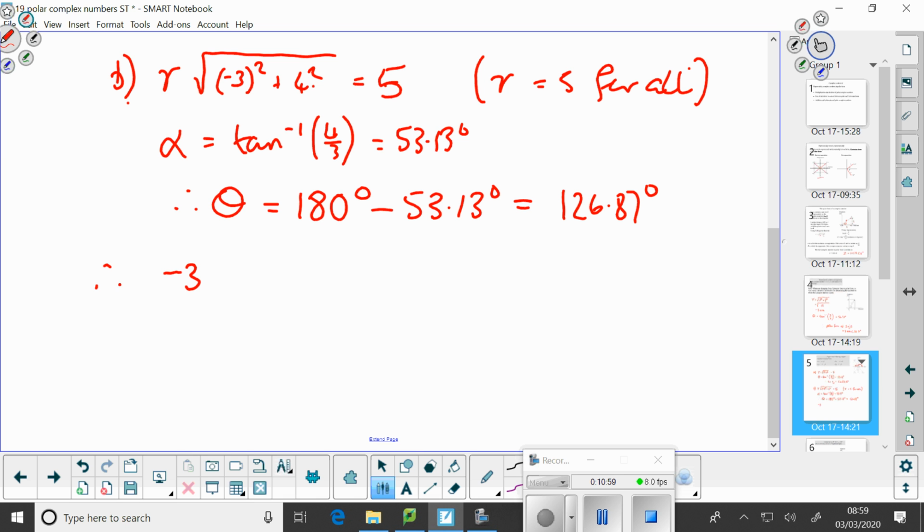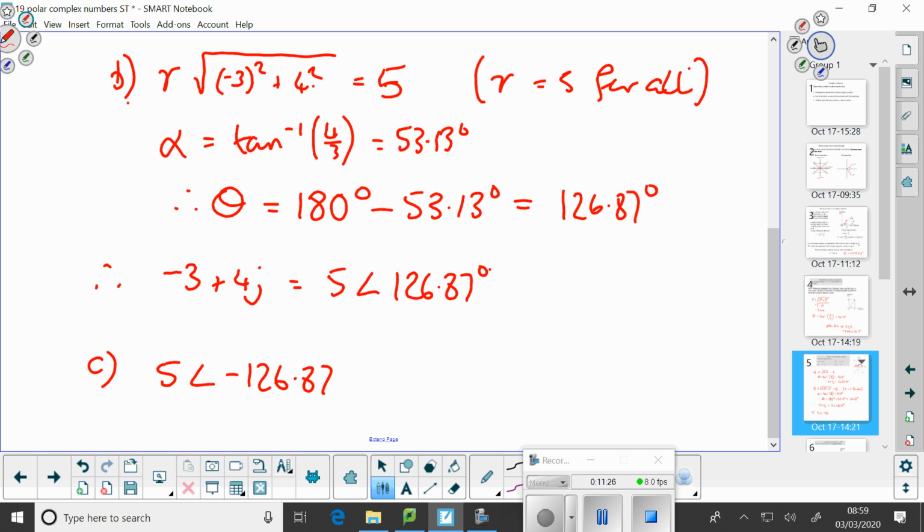So minus 3 plus 4j equals 5 angle 126.87 degrees. And then the other two: C, again that's 5, and the angle is minus 126.87. And D, you should get 5 angle minus 53.13.